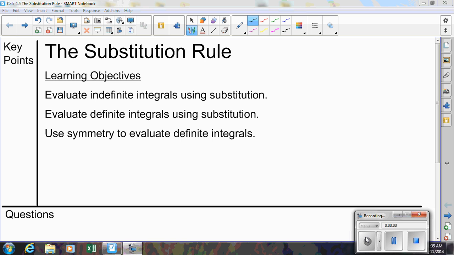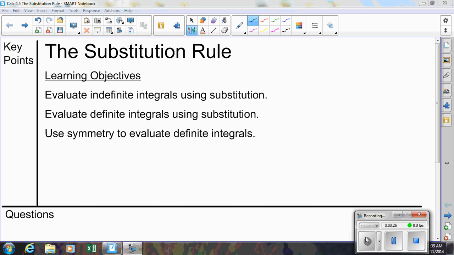In this video, we are going to discuss the substitution rule for evaluating integrals. Our learning objectives are fairly straightforward: evaluate indefinite integrals, evaluate definite integrals using substitution, and we'll also look at one example of how you can use symmetry to evaluate definite integrals.